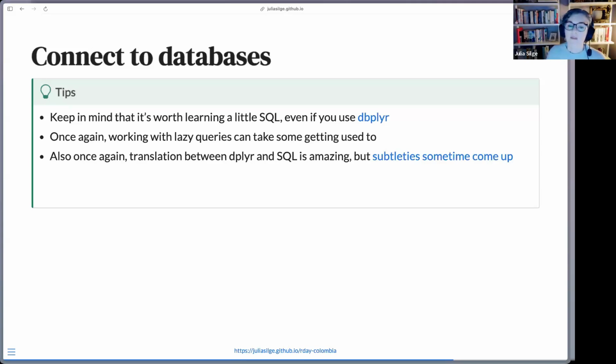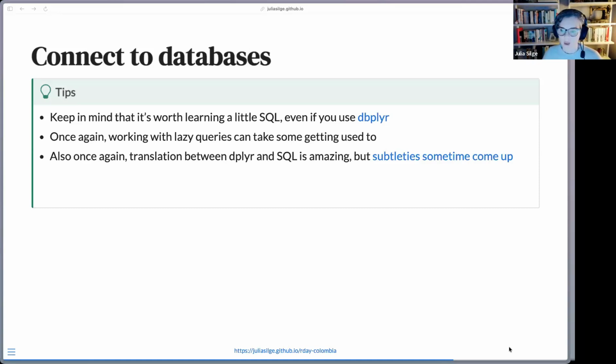Also, once again, the fact that we can write dplyr and execute it against a SQL database, that's amazing. That is so cool. But subtleties sometimes come up because it's not exactly the same thing. You write group by summarize, but the engine of what's happening underneath is quite different if that thing is in memory versus if that thing is in a database somewhere. And so it's good to understand that some of these subtle changes can come up.